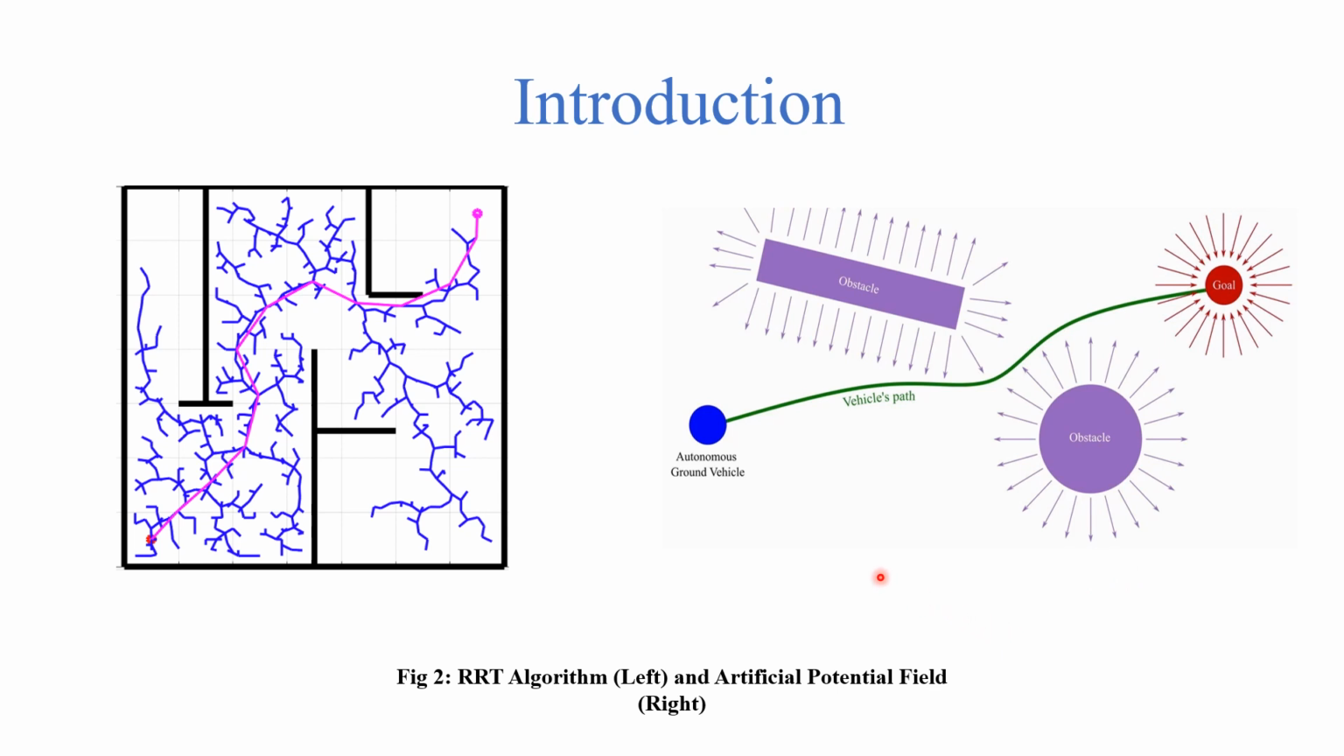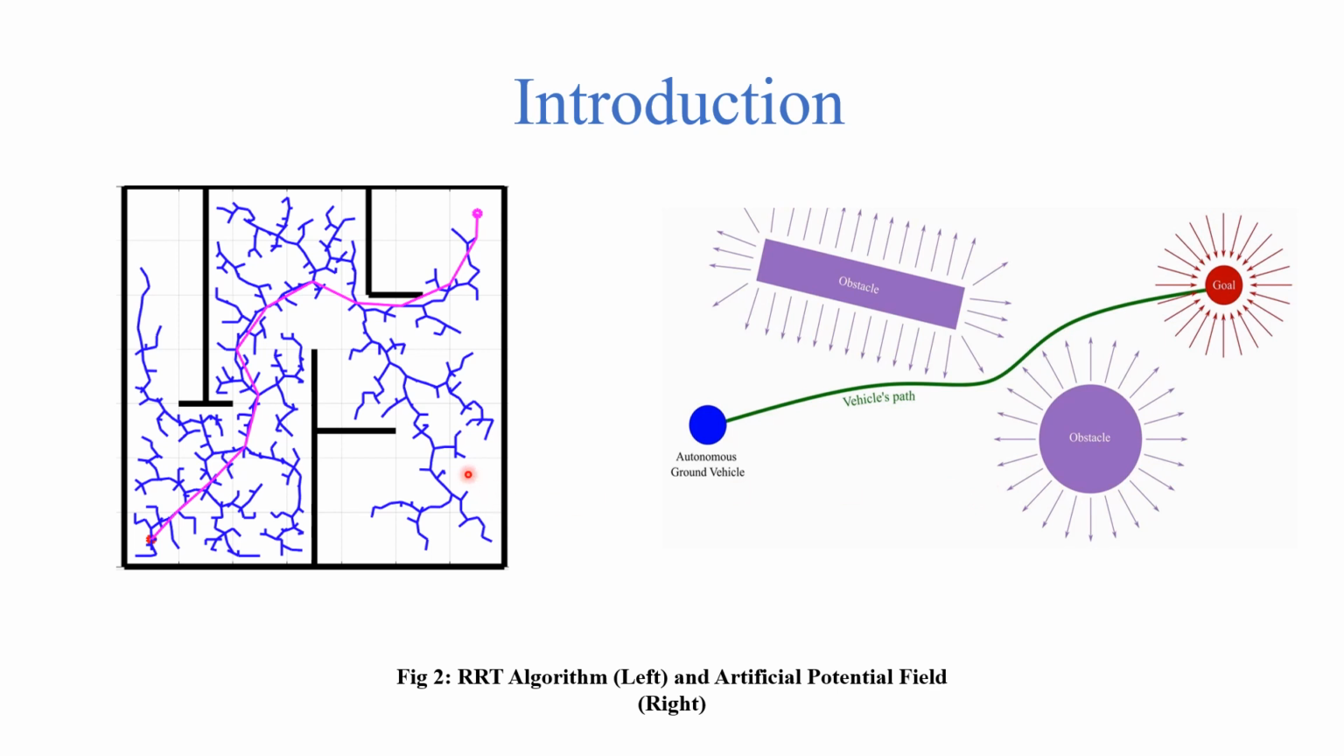So the idea of the artificial potential field, which I've discussed in another video as well, is to assume that the robot is a point mass moving towards the goal under the influence of two forces: an attractive force trying to pull the point towards the goal, and a repulsive force trying to push the point away from the obstacles, as can be seen here.